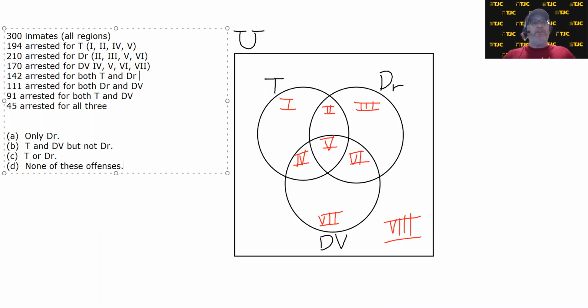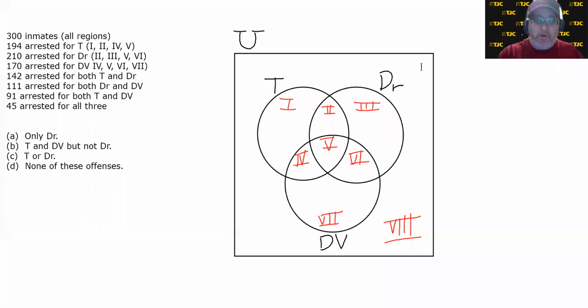What about the 142 who were arrested for both theft and drug offenses? Well, and means intersection, right? So which regions represent the intersection of the T circle and the DR circle? If you said 2 and 5, you were correct. Now, if you said only 2, because it didn't say anything about domestic violence, well, it didn't. Maybe they didn't, or maybe they did.